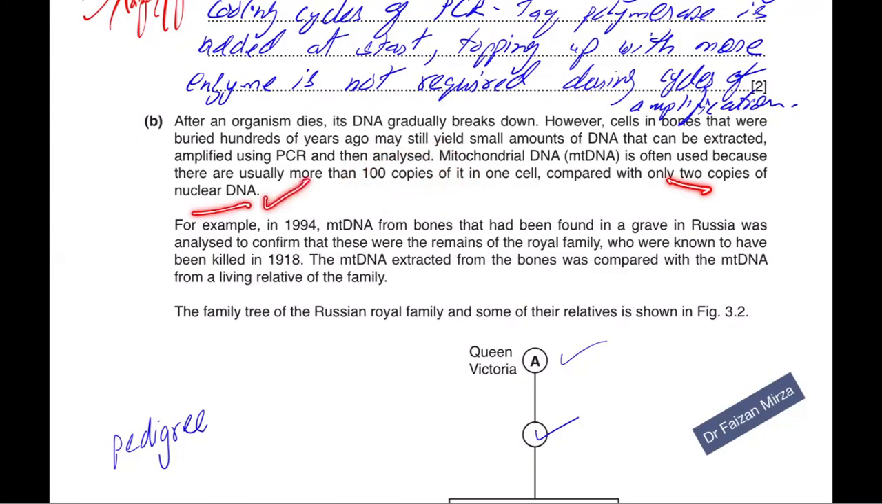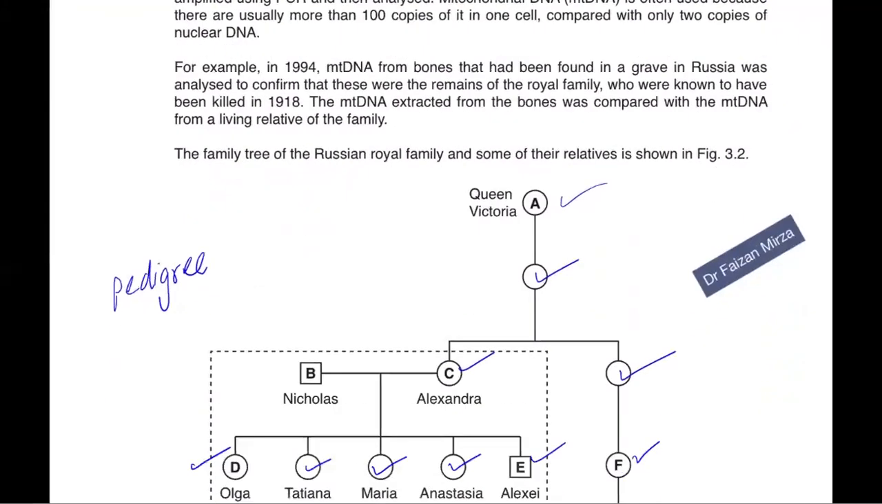So one gene will have two copies, two alleles there. For example, in 1994, mtDNA from bones found in a grave in Russia was analyzed to confirm that these were the remains of the royal family, who were known to have been killed in 1918. The mtDNA extracted from the bones was compared with the mtDNA from a living relative. The family pedigree is shown.